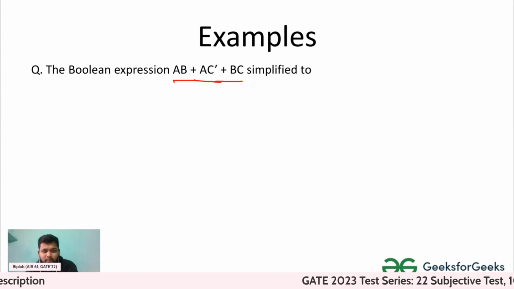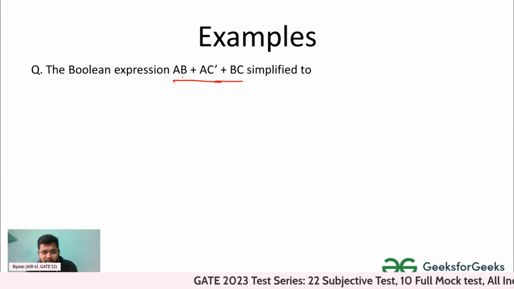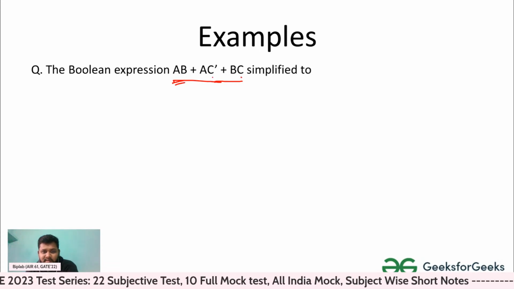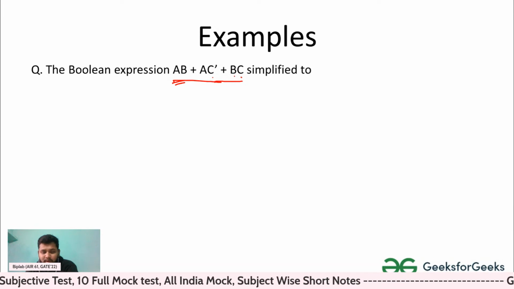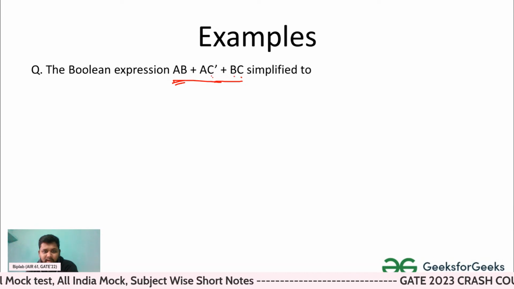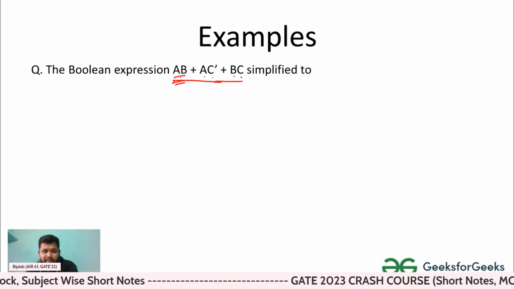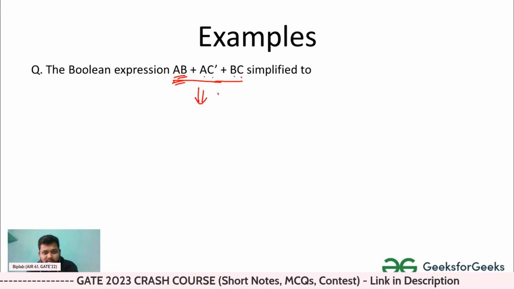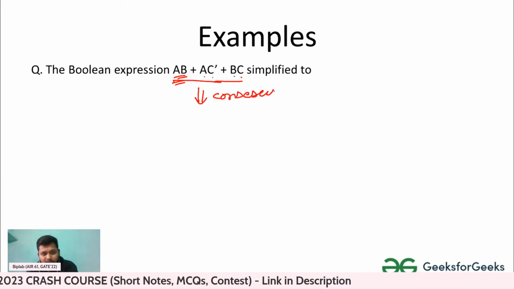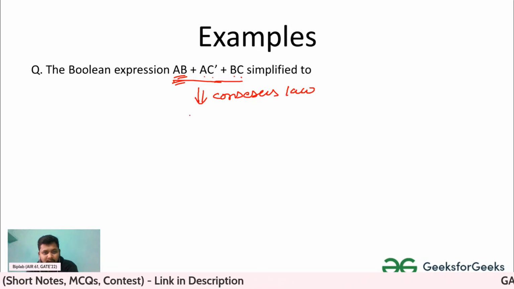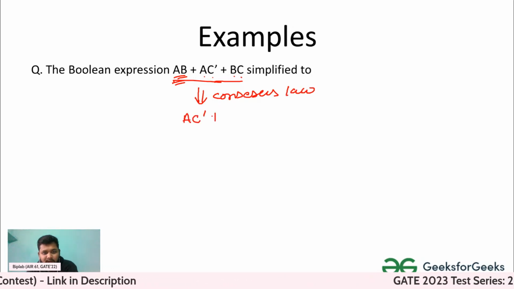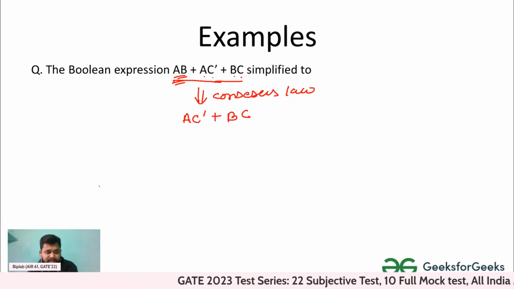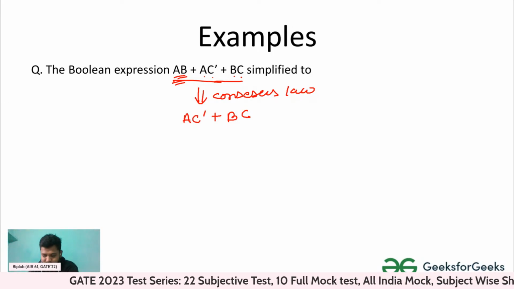Okay, which term can you vanish out? You can vanish the AB term, because you have C bar, and this coefficient with C has B, C bar has A, and both are present in plus form. So directly using the consensus law, you can write it as AC bar plus BC. Yes, right. Fine. This was the easy one.